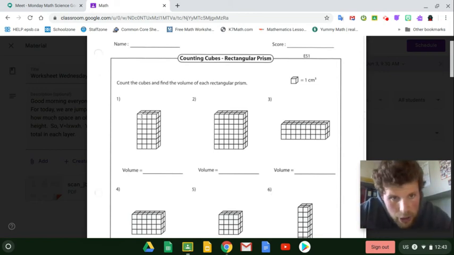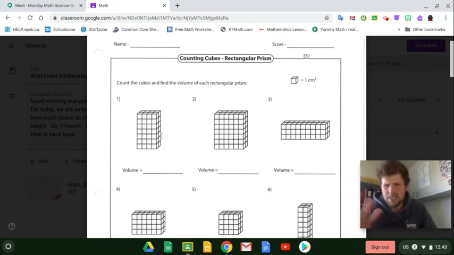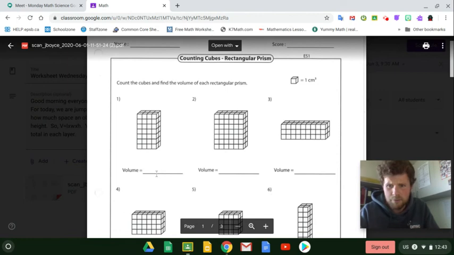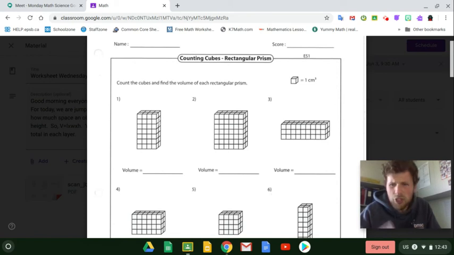So these centimeter cubes, there'd be 1, 2, 3, 4, 5, 6, 7, 8, 12, 16, 20, 24, 28 on this row. And there's two rows of 28. So I guess there would be 56 cubes in this question one, 56 cubic centimeters cubed. So you can do this just by counting up how many cubes there are.